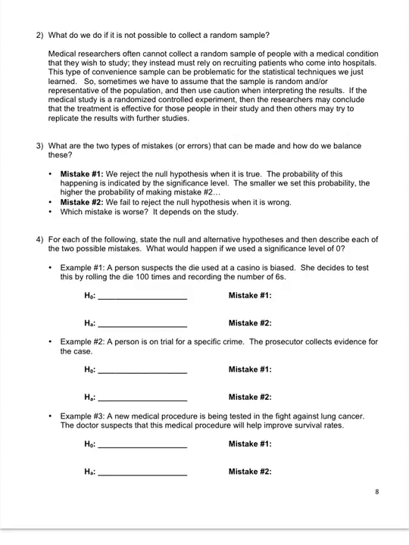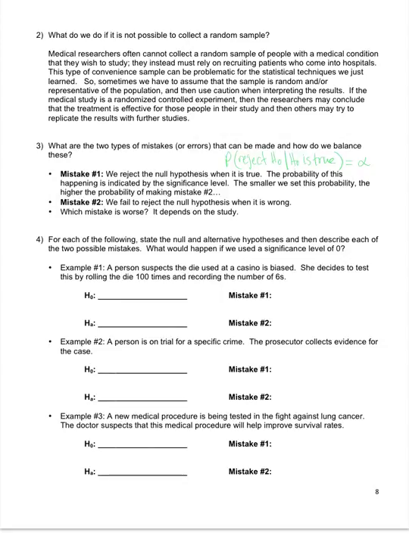All right, number 3, what are the 2 types of mistakes or errors that can be made, and how do we balance these? So remember that mistake number 1, or a type 1 error, is that you reject the null hypothesis when it's true. So in notation, this is the probability that you reject the null hypothesis, we're going to use H0 for short, given that H0 was true. So for instance, you conclude the die is not fair when in actuality it is. And that probability is alpha, that's your significance level. So the probability of this happening is indicated by your significance level.